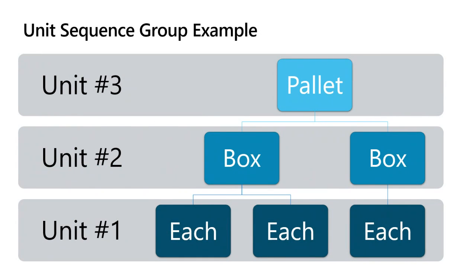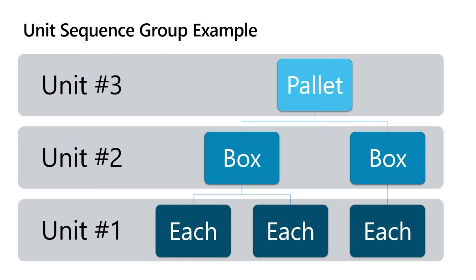So I've got a couple of examples here for some of the configurations we just talked about. The first one is that unit sequence group. You can see at the bottom level, if we read this bottom up, the first unit we define in a sequence group should be our inventory unit. That's very important. So the lowest level should be your inventory unit.